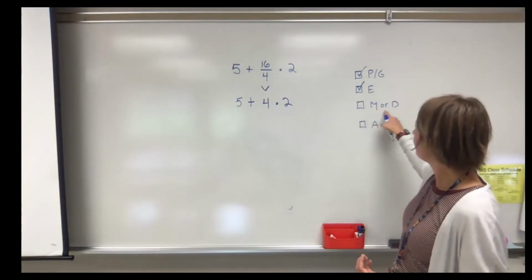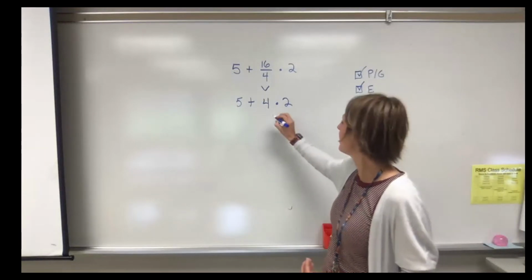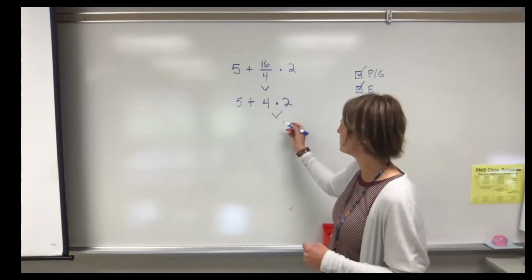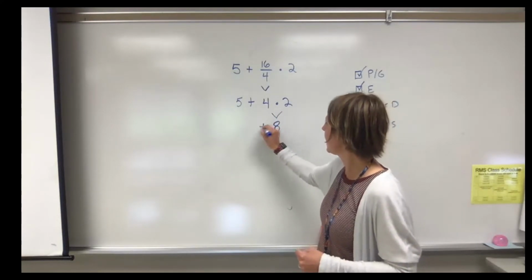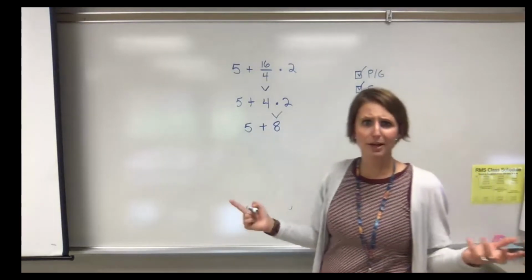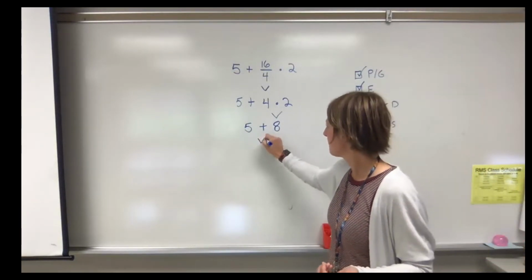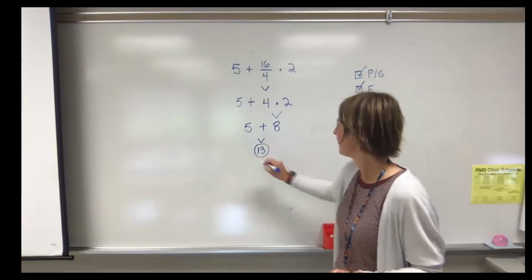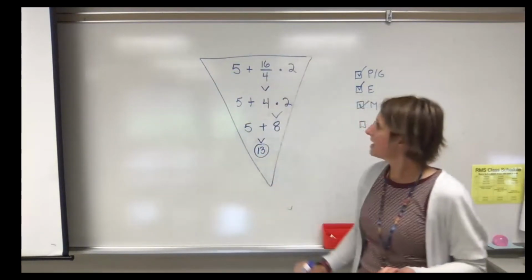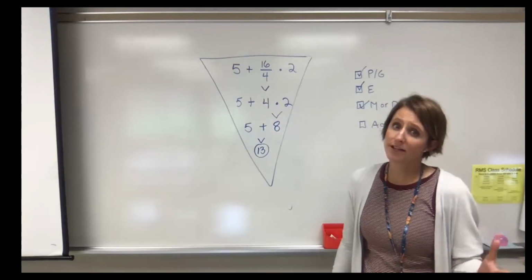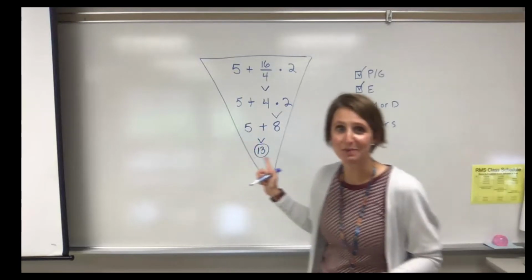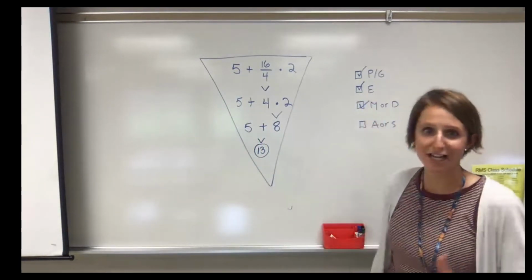So I can't check off M or D because I still have multiplication left. So that needs to come before the addition. 4 times 2 is 8, filling in everything that I haven't done. Now I can check it off. I only have one operator left. 5 plus 8 is 13. And my work gives me that upside down triangle, or if you like to think about it like a slice of pizza, the PEMDAS pizza or order of operation pizza, since we're working with other grouping symbols later on.